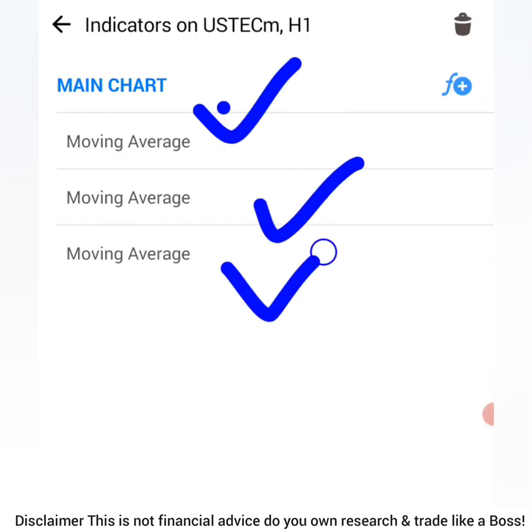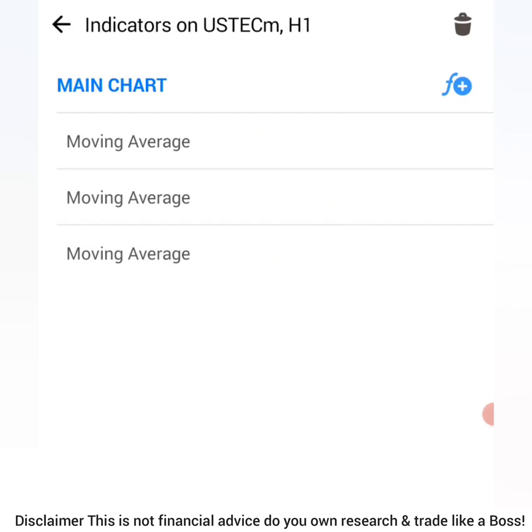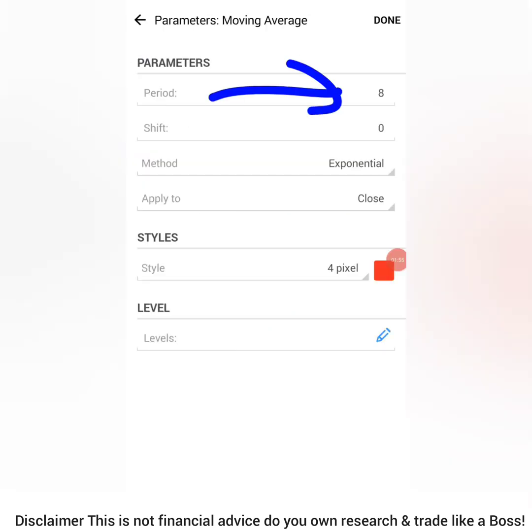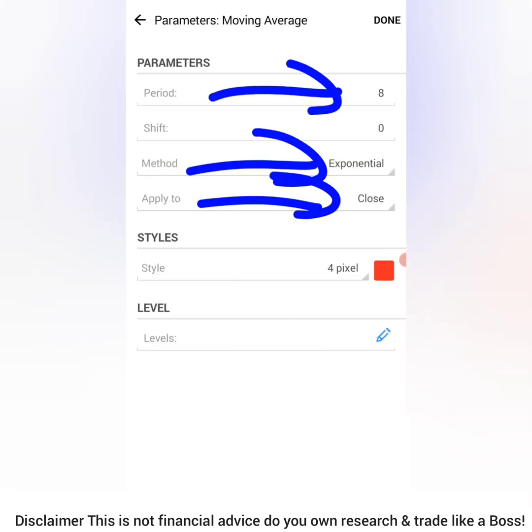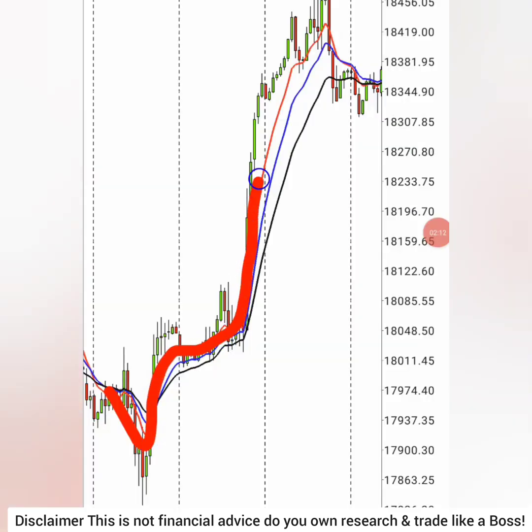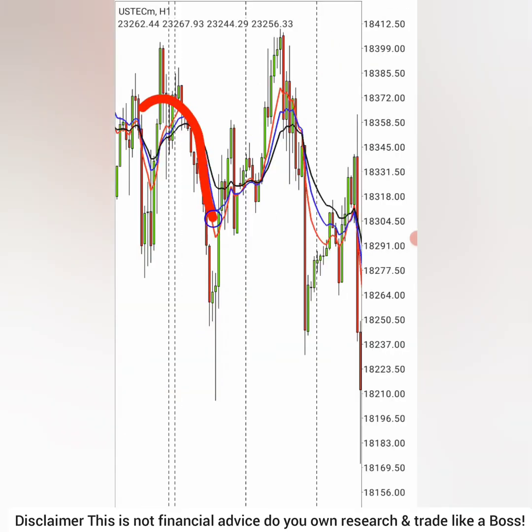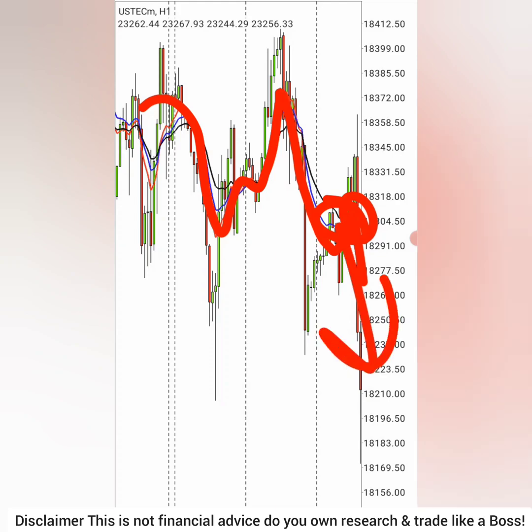To win with this strategy you need 3 moving averages. The first moving average period is 8, method exponential, apply to close and color red. This first moving average is this one that you have right here. It's a fast moving average. Every time the market goes up, it also goes up. When it goes down, it also goes down. So with this you'll also be able to get trades fast.